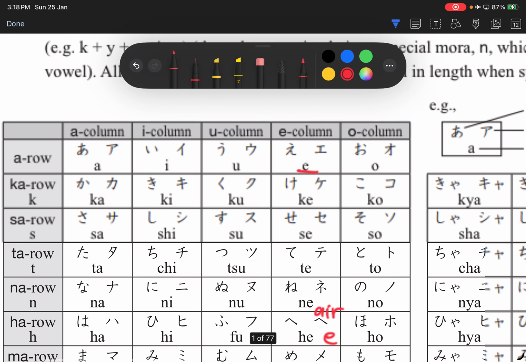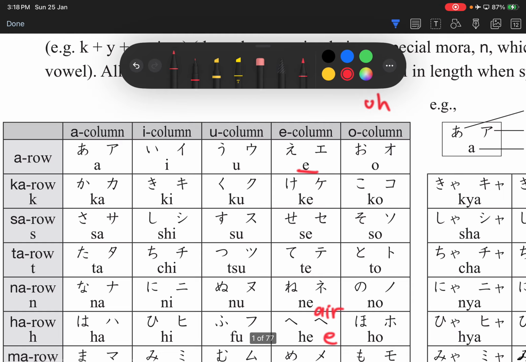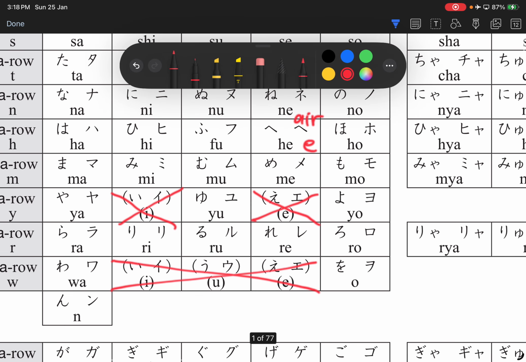So the one on top is more of a UH sound. The one below is more of a smaller O sound. So that is the main difference. Right. So we don't really write it as W-O. I mean it is W-O but we pronounce it more of an O sound.